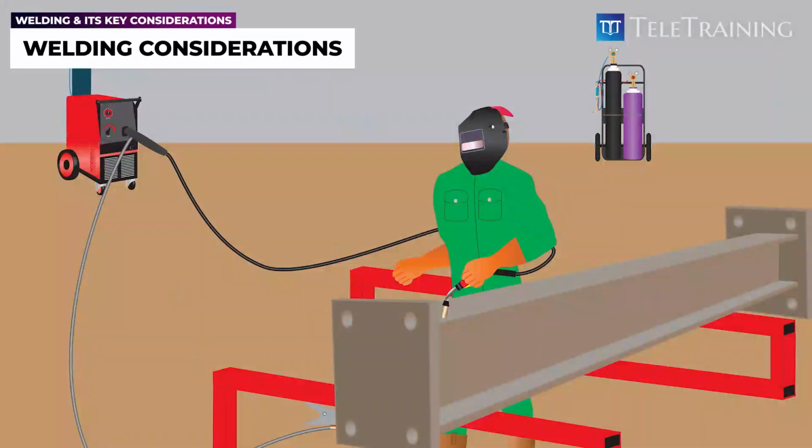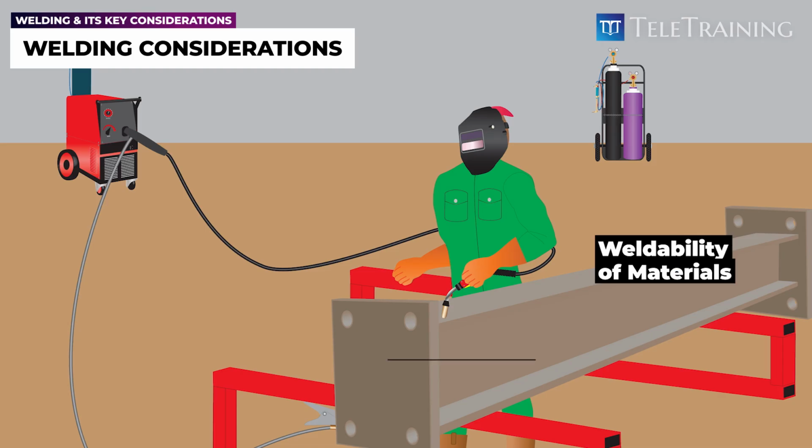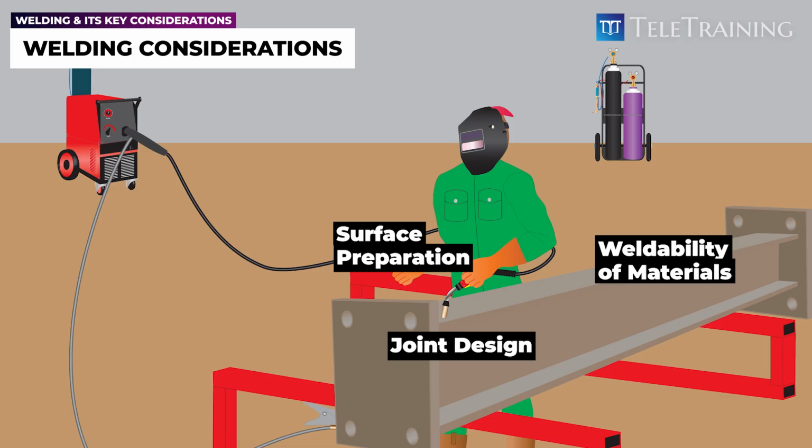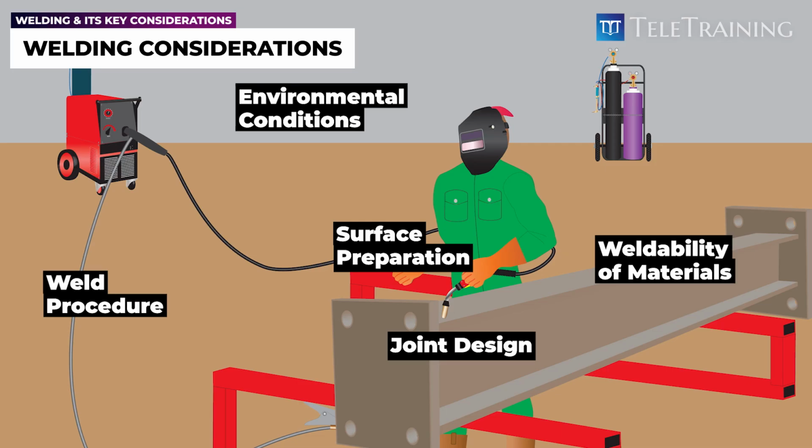Welding is actually very complicated work, since there are a lot of different factors that could impact the quality of the weld. Here are 5 key factors to be considered when welding: weldability of materials, joint design, surface preparation, environmental conditions, weld procedure. Let's look at them one by one, from the weldability of materials.